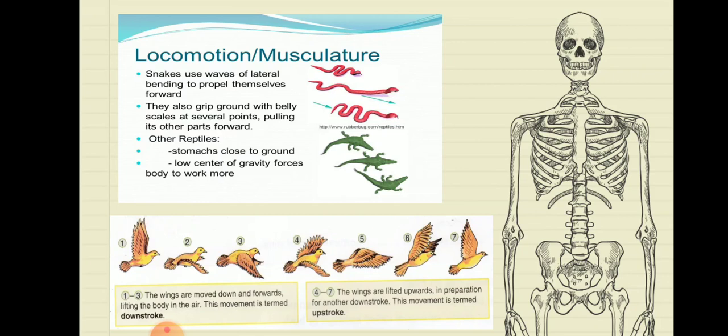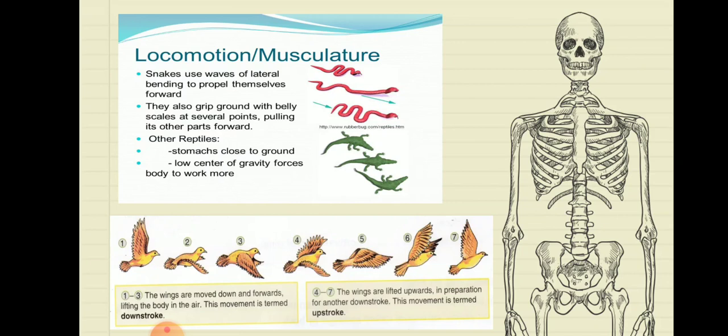Now here in the picture you can see that they do not directly start flying up. There are stages, there are steps by which they keep flying. So the first thing is they just flap their wings when they have to fly up. Then the first picture shows that they have just opened the wings up, and the wings are moving downwards and forwards. They are lifting their body in the air. Such a kind of movement is known as downstroke.